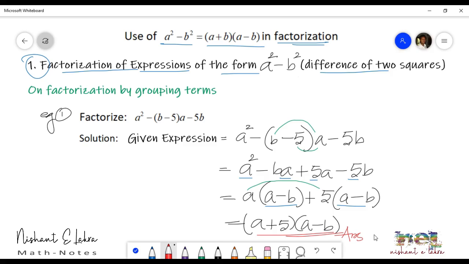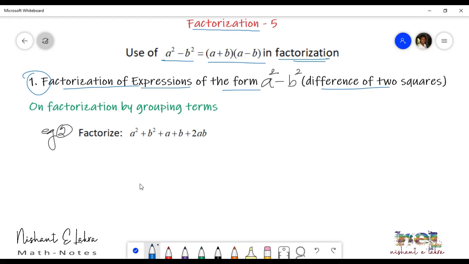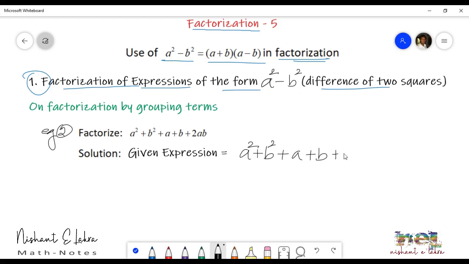Let's see the second example. Let's factorize a square plus b square plus a plus b plus 2ab. How to solve it? Write down the given expression first. So we have written down the given expression, and what we will pick from it is, can we have any expanded form? Expansion. Now you see that I have marked a square plus b square plus 2ab. Do you recall that this is the expansion of a plus b whole square?